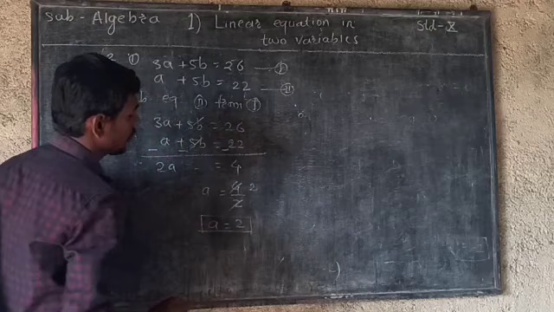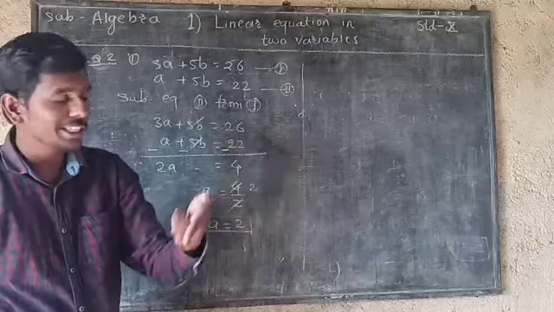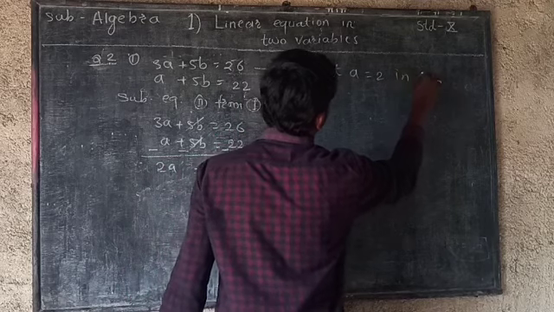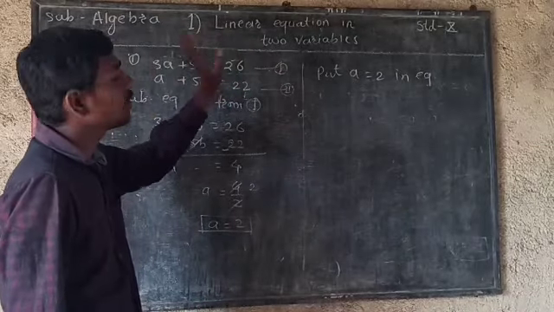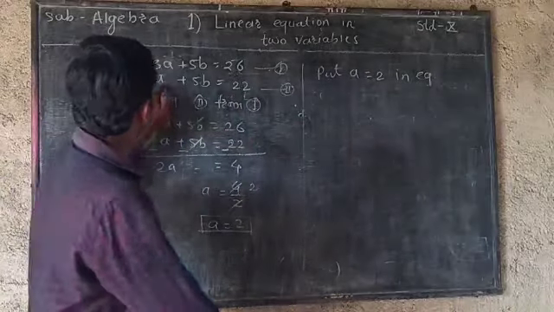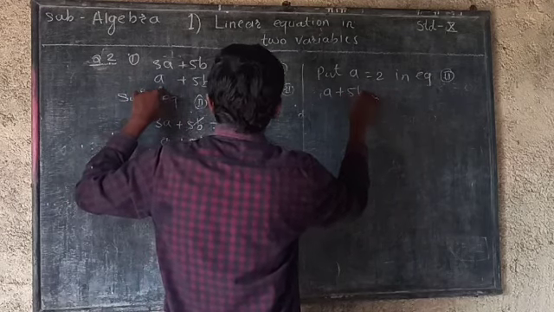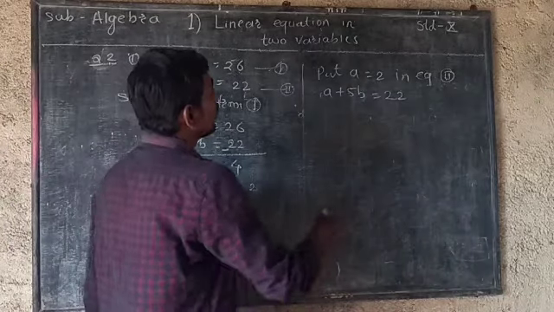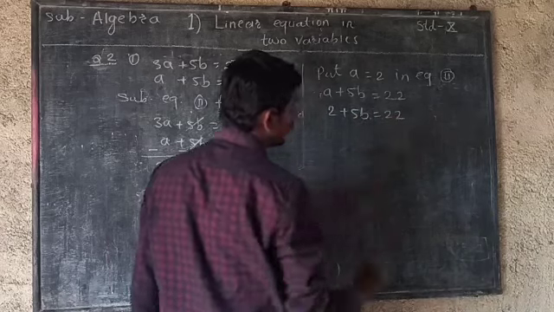This is the value of the first variable, right? Now we have to put this value in any equation. Okay, suppose we put a is equal to 2 in the equation. You can put this value in any equation. You can put it in the first, or we can put it in the second. Okay, you have to see which is comfortable to put, right? So we will put it in the second. Now a plus 5b is equal to 22. This is the equation, and now we put the value of a, that is 2 plus 5b is equal to 22, right?